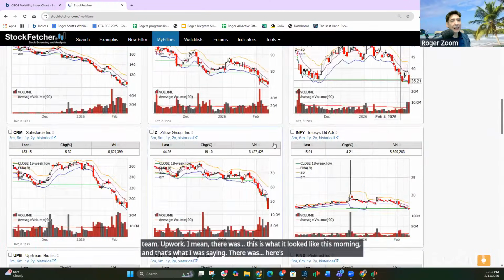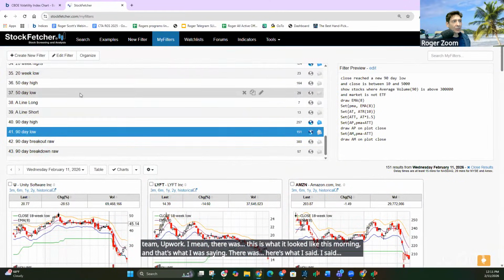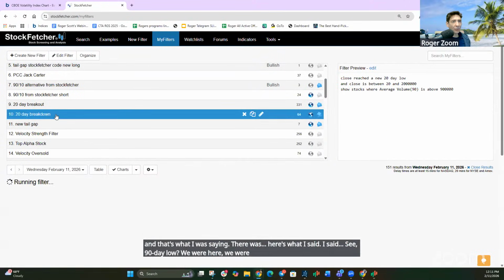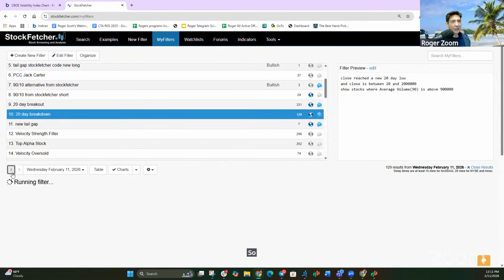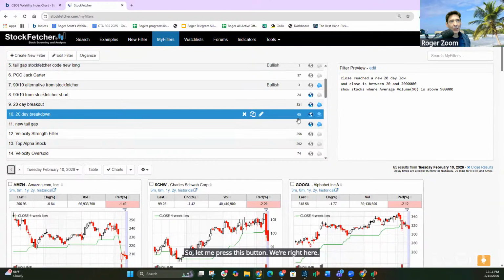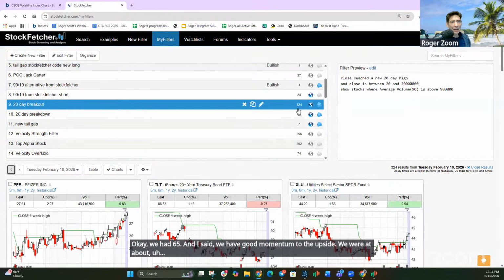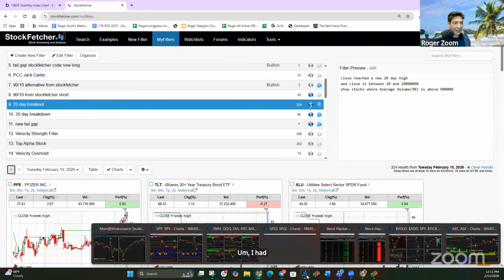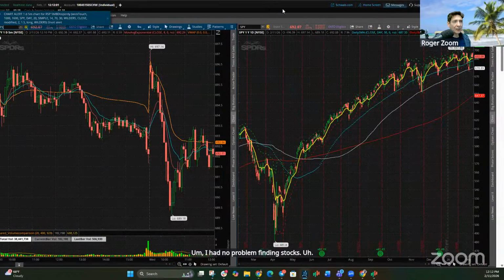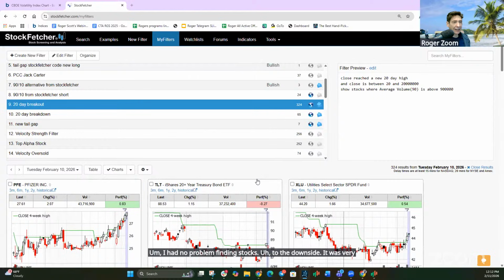Here's what I said. I said, see 90-day low. We were up here, just to remind you. So let me press this button. We were right here. Okay, we had 65, and I said we have good momentum to the upside. We were at about 324, and we were at 65 to the downside. And I said, even though we don't have any momentum to the downside, I had no problem finding stocks to the downside. It was very easy actually, and I'm showing you exactly here.